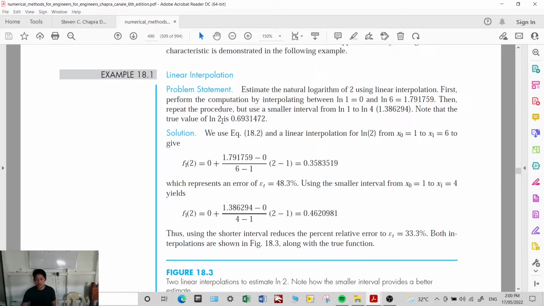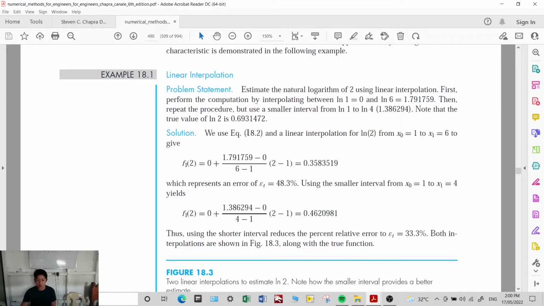Now, since we're given the true value, we can actually calculate the true error, which is 48.3%. So this is a very large error, almost 50%. So the next part is, what if we use a smaller interval such as 1 and 4? So that would give you 0.464620981.